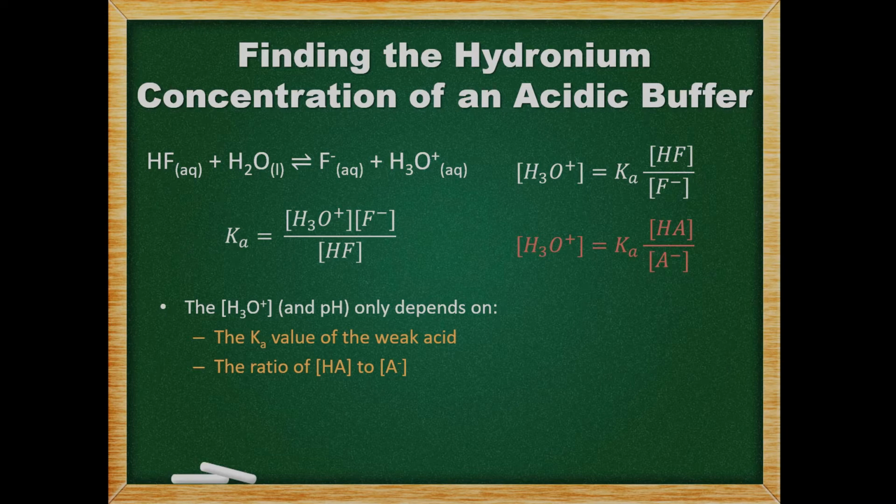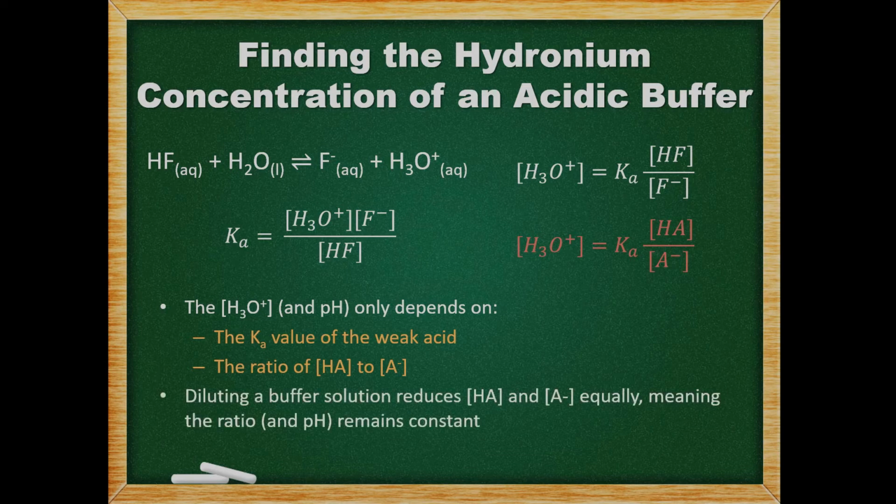At a constant temperature, Ka won't change, and the only thing that can affect the hydronium concentration is the acid-base ratio. Diluting will not affect the ratio because it reduces the acid and base concentrations equally.